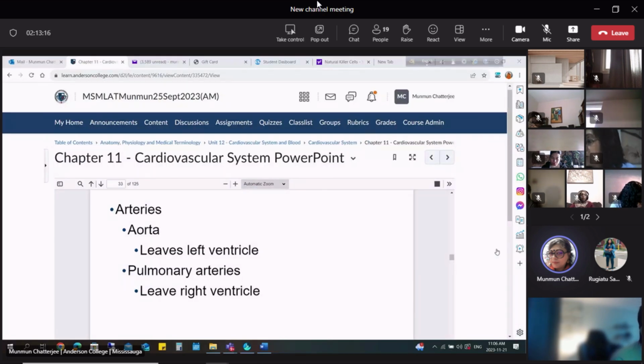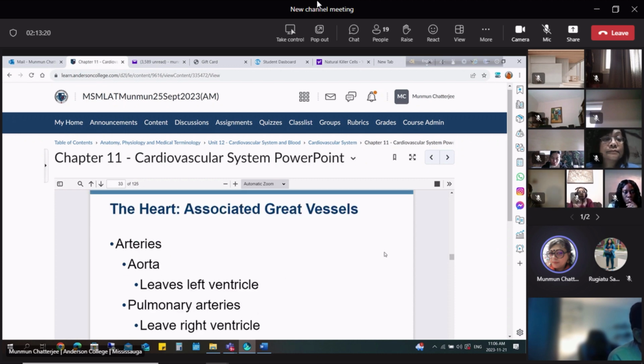So we are starting from where we left. We have the arteries. What are the main vessel systems? We have the arteries and veins. What are the main arteries? The name is aorta.